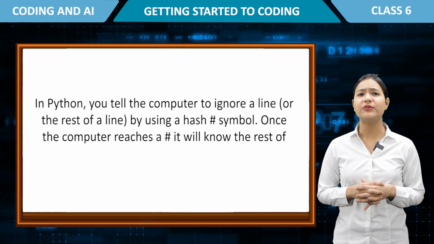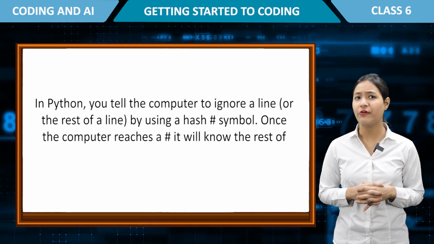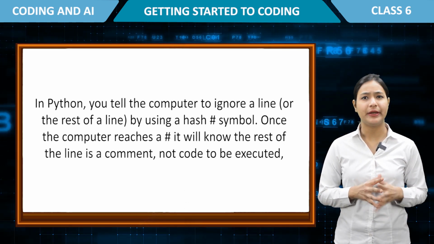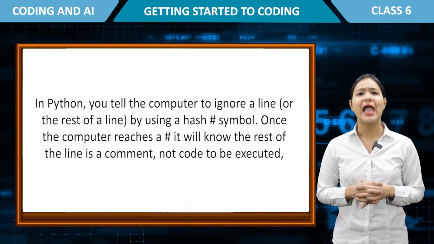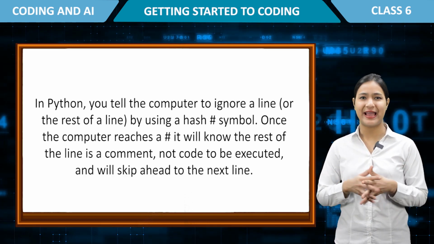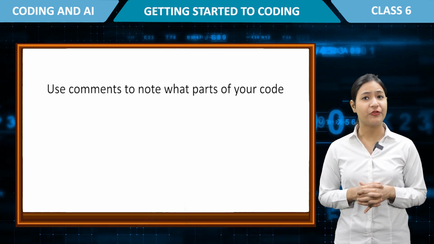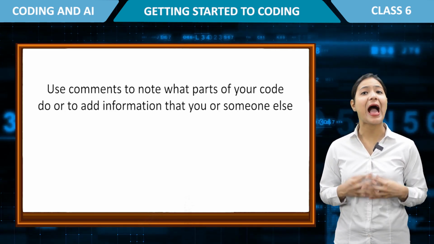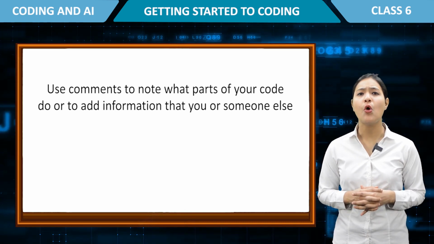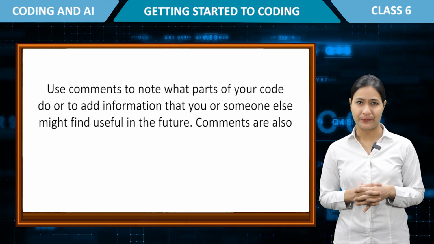Once the computer reaches a hash, it will know the rest of the line is a comment, not code to be executed, and will skip ahead to the next line. Use comments to note what parts of your code do or to add information that you or someone else might find useful in the future.